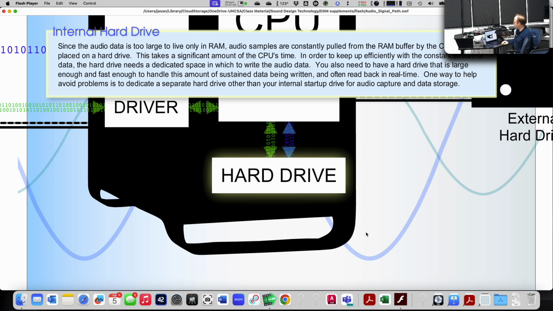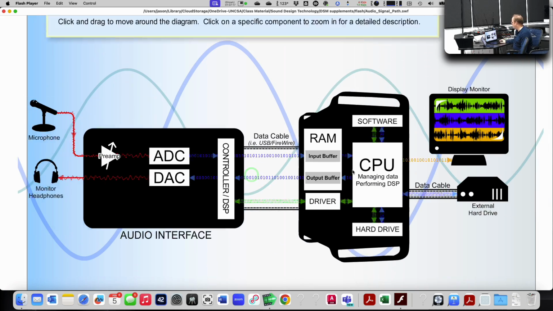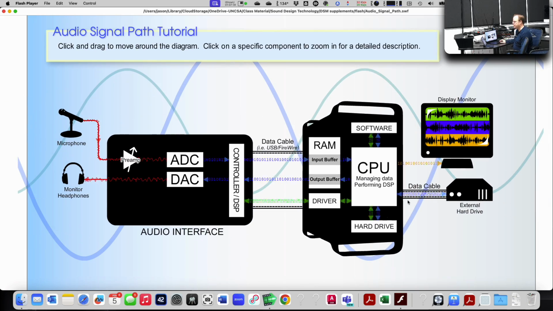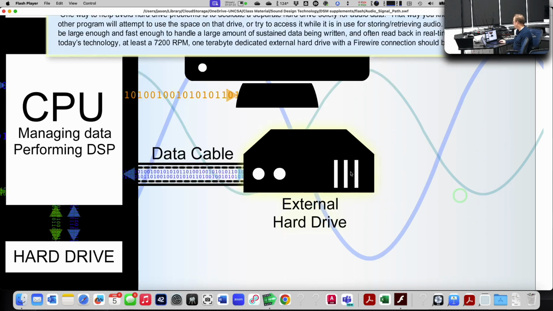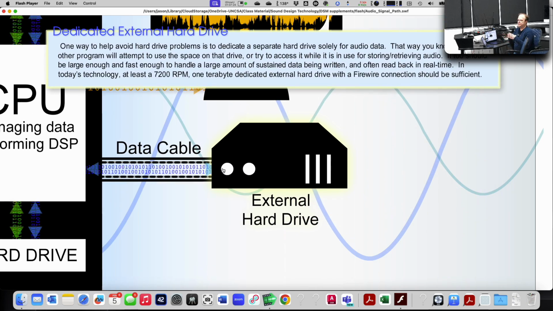Super important. Okay, so you need this internal drive because the software has to run off that and all that kind of stuff. But don't have that be the thing that's storing the thing you're actively working on. And this external drive should be the fastest you can afford. Capacity on this is not as important as speed.